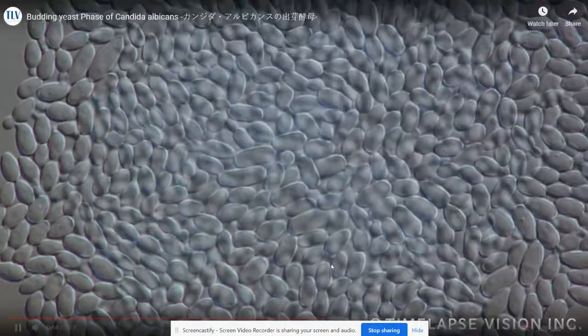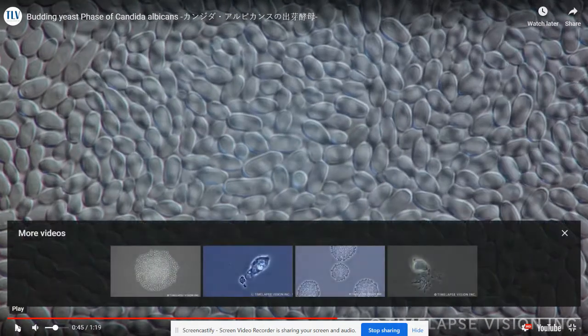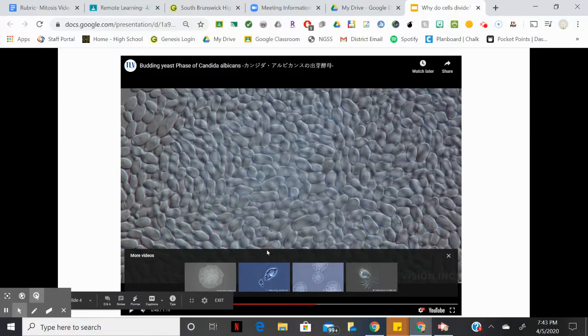Okay, so you get the idea. Again, all of that is cell division. All of it's mitosis. Growth, repair, reproduction. Humans do it all the way down to the simple yeast cells.